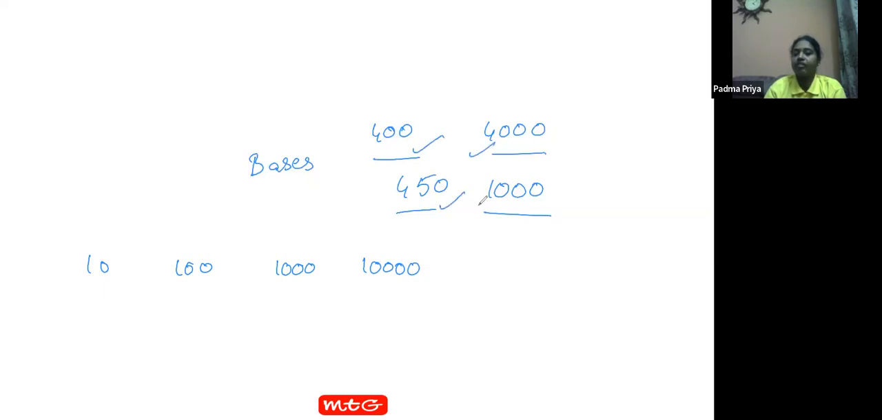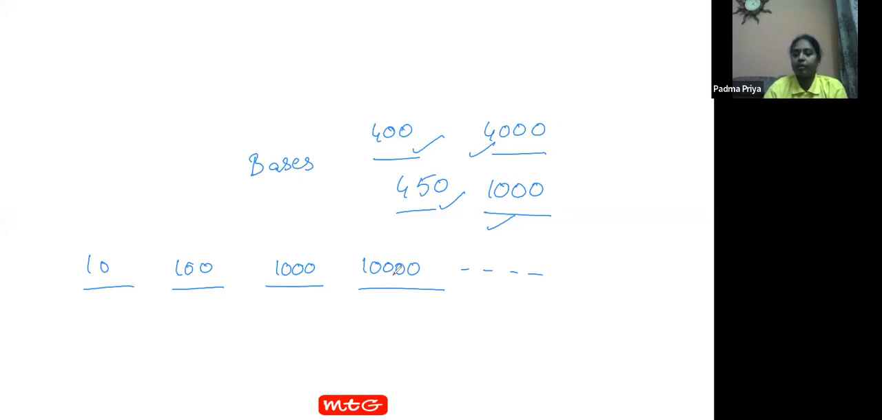All these are multiples of 10 only. But all of these are not bases. Only 10, 10 into 10, 100. 100 into 10, 1,000. 1,000 into 10, 10,000. 10,000 into 10, 1 lakh. All these are called bases. 1 crore, like this, these are bases.